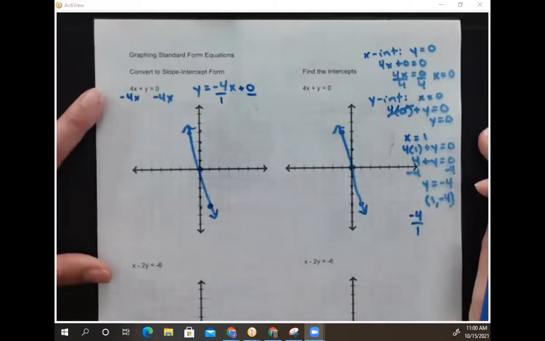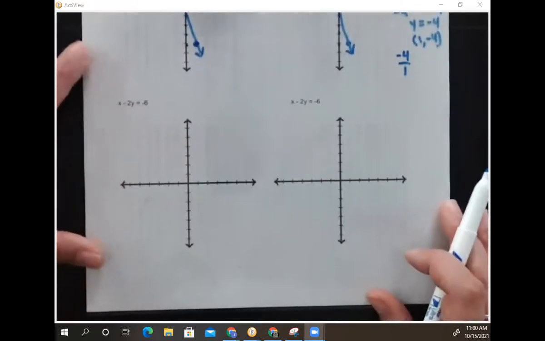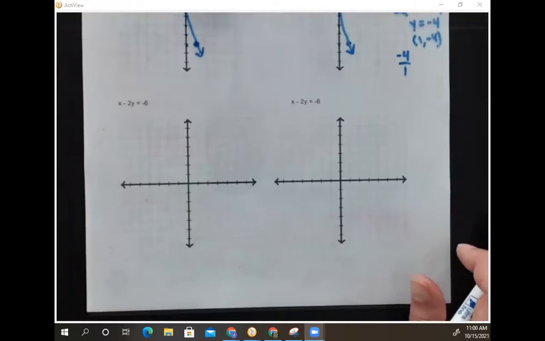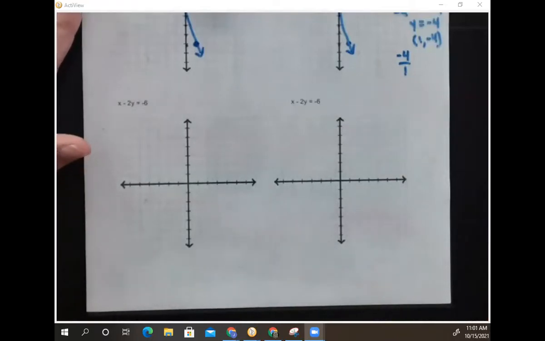Questions for me on this one? Okay, so this one was a little goofy. Let's look at one that's not going to be goofy. So we have x minus 2y equals negative 6. For this one, how about we start finding the intercepts?